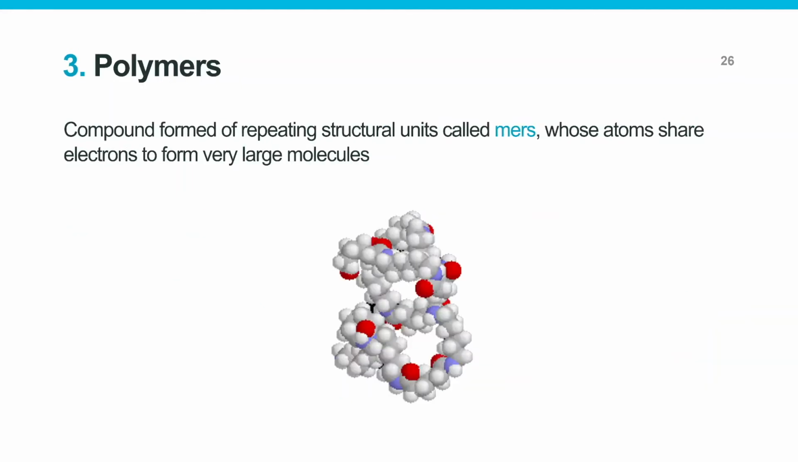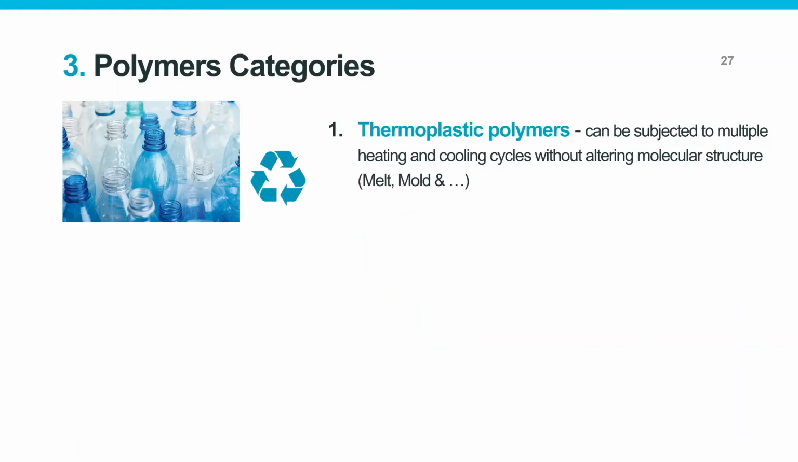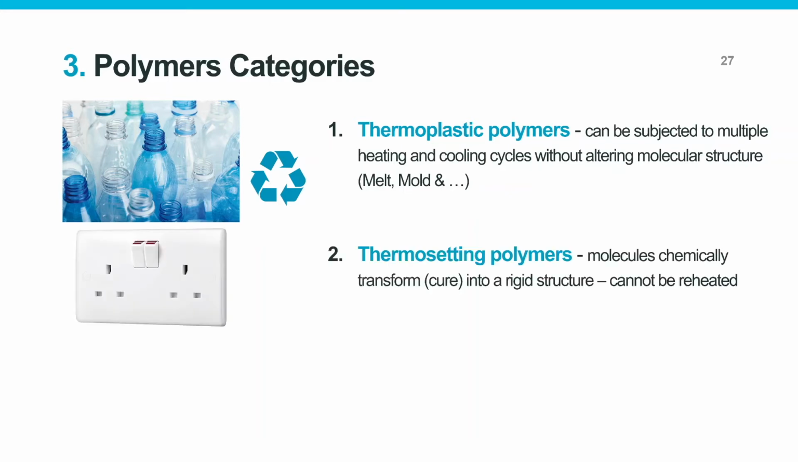Polymers are compounds formed of repeating structural units called mers or monomers, whose atoms share electrons to form very large molecules. Polymers can be divided into three categories: thermoplastic polymers, which can be subjected to multiple heating and cooling cycles without altering molecular structure. We can melt them, mold them, and recycle them. An example is plastic bottles. However, in thermosetting polymers, the molecules chemically transform into rigid structures and we cannot reheat them.